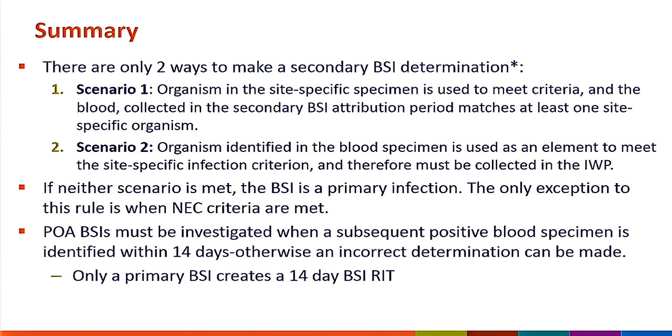Or scenario 2, where having identified an organism in the blood specimen is actually used itself as an element to meet that infection criteria. And therefore, because it's an element, it has to be collected in the infection window period for that infection. If neither of those scenarios are met, it has to be considered a primary BSI. The only exception that we have is the NEC criteria, whereby as long as a criteria for NEC is met, an organism identified from the blood during that SBAP is considered secondary.